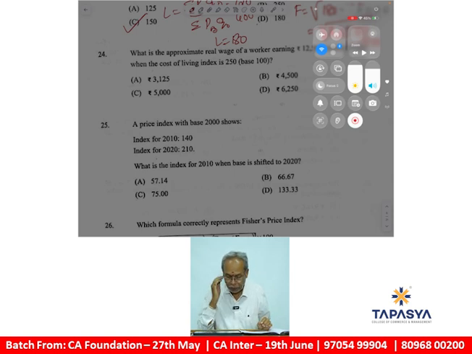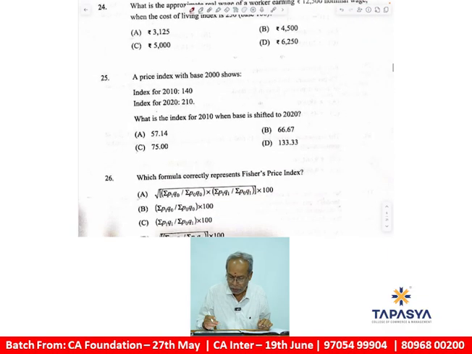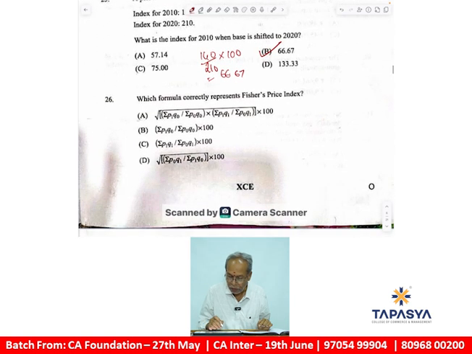Question number 25. A price index with the base 2000 shows the index of 2010 is 140, and the index of 2020 is 210. He is asking what is the index for 2010 with the shifted base 2020. With shifted base 2020, you can take it as the index of 2010 with respect to 2020, which is nothing but 140 by 210 into 100, and that comes to 66.67. The answer is B.